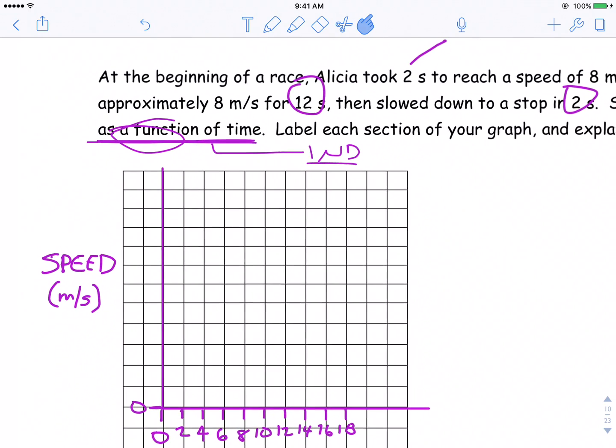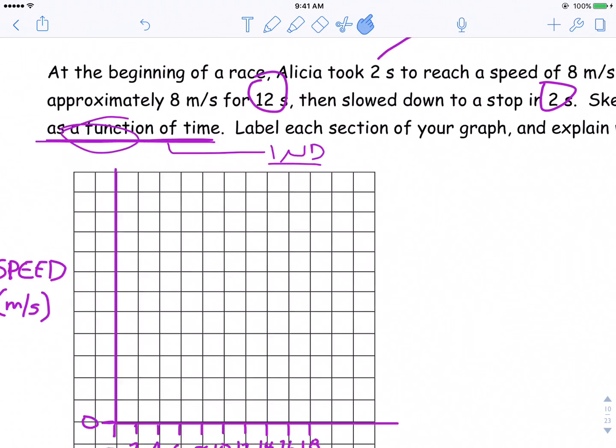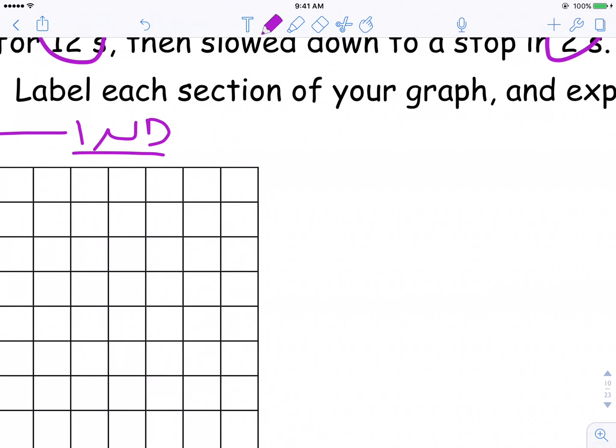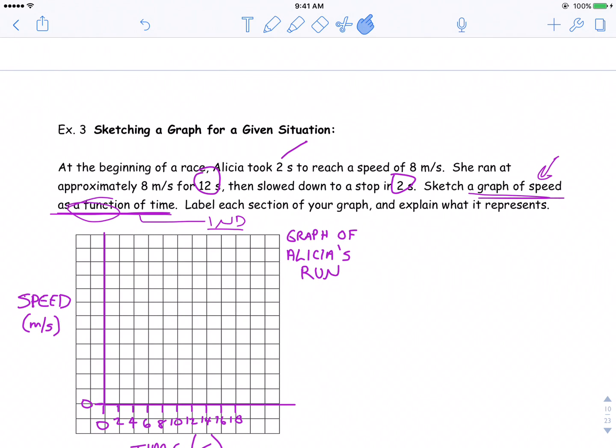And of course we need a title. What's the title for this graph? Being a race Alicia ran, it could be called as simply as a graph of Alicia's run. It doesn't have to be a fancy title, it just has to say what it graphs.